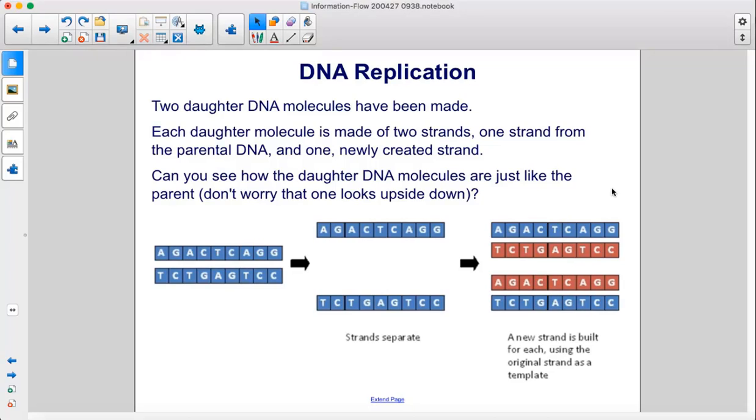Two daughter DNA molecules have been made. Each daughter molecule is made of two strands, one strand from the parental DNA and one newly created strand. Can you see how the daughter DNA molecules are just like the parent? Don't worry that one looks upside down.